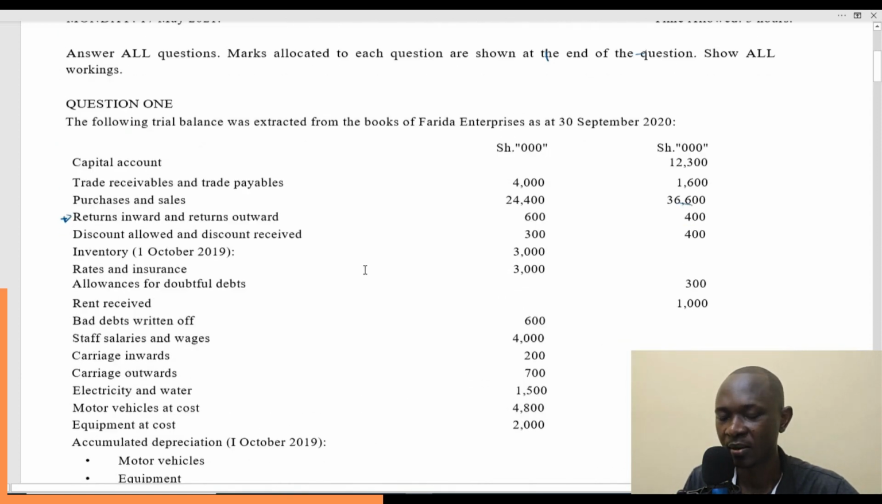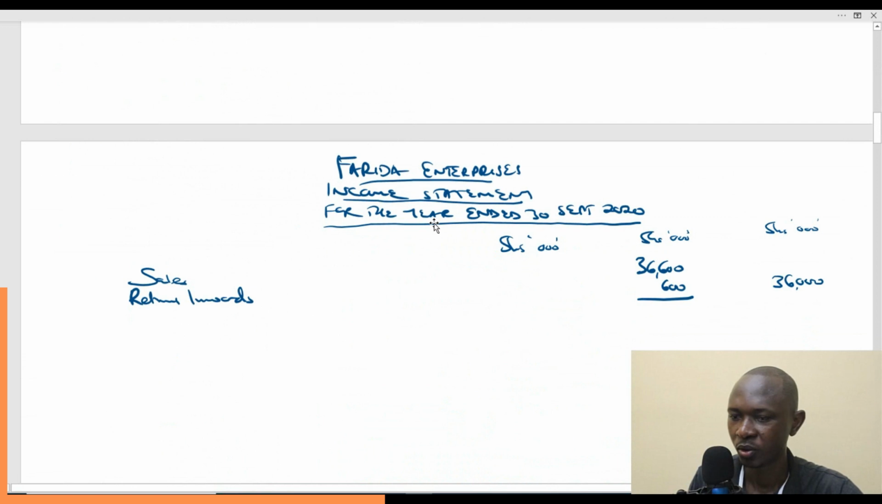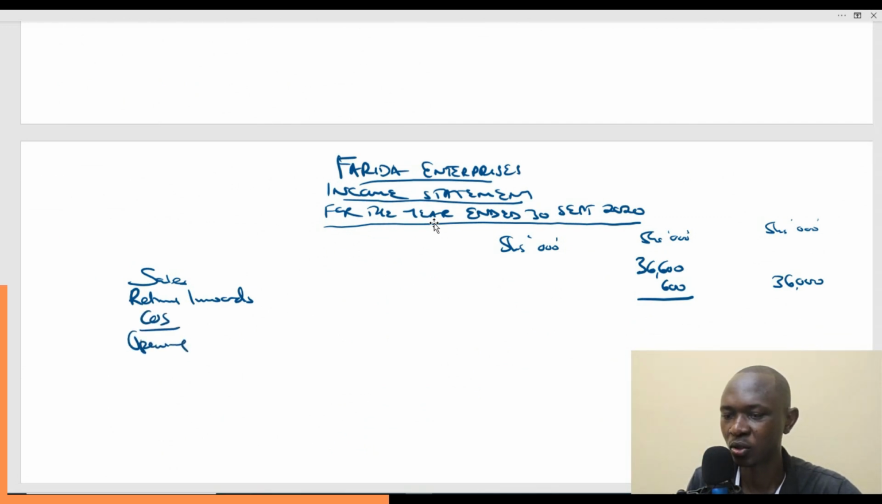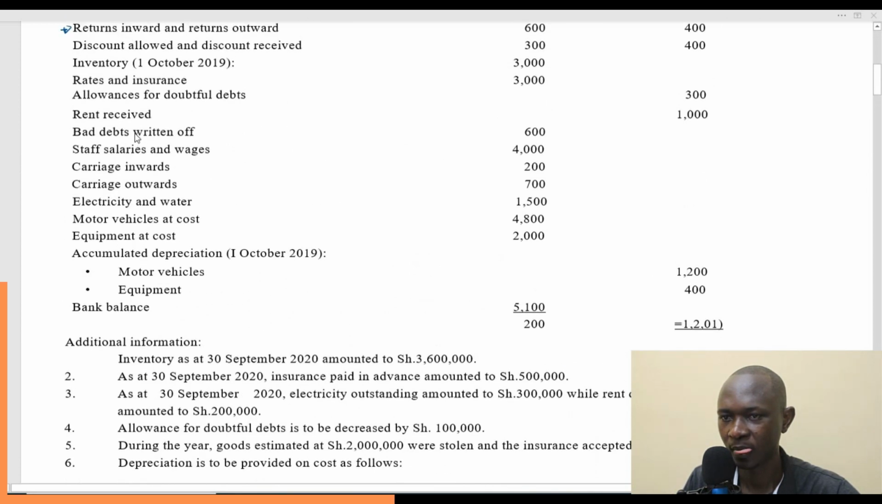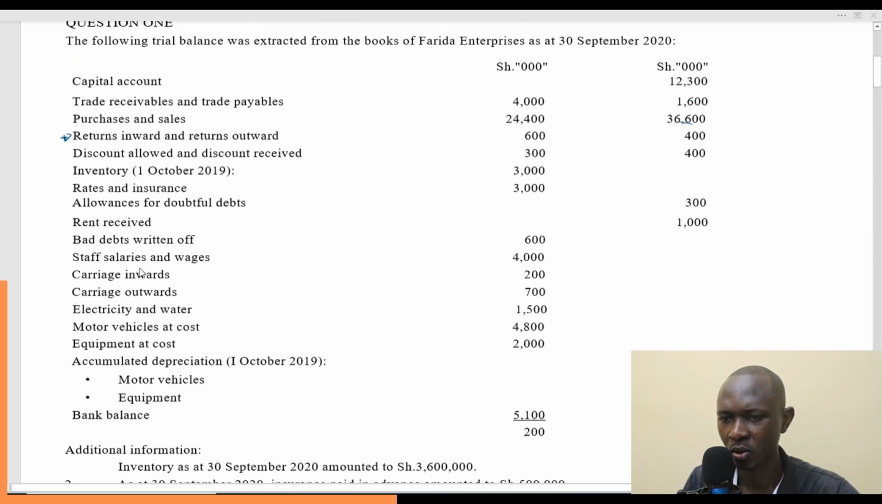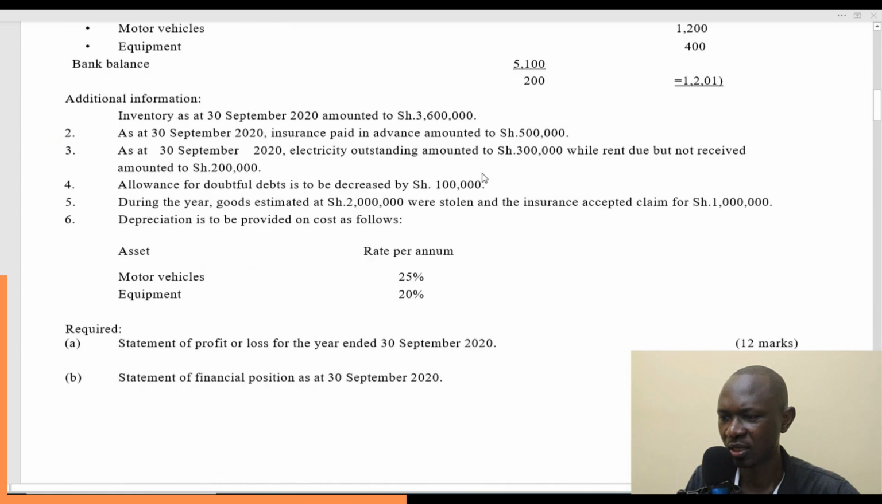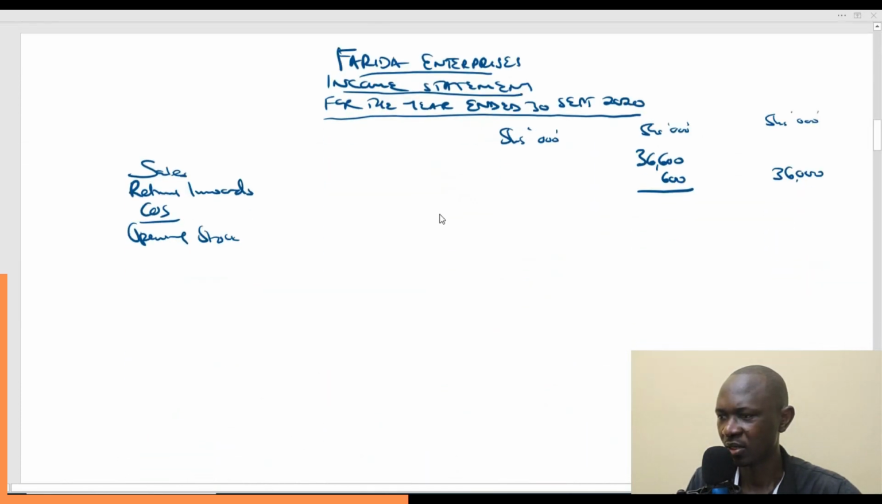So let's move to the cost of goods sold. So we come here, we say cost of sales. And in cost of sales, we have opening stock. So let's take opening stock. Inventory, this is the opening stock. You can see opening stock is 3,000. So we simply come here and have 3,000 as our opening stock.